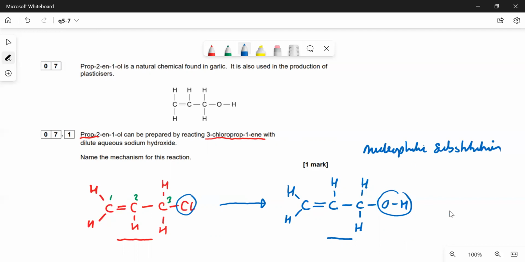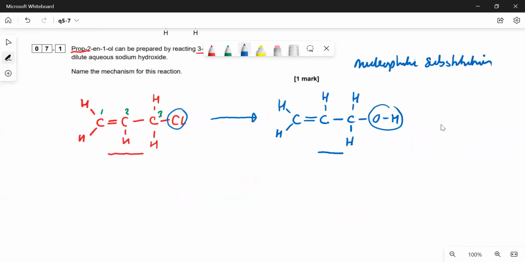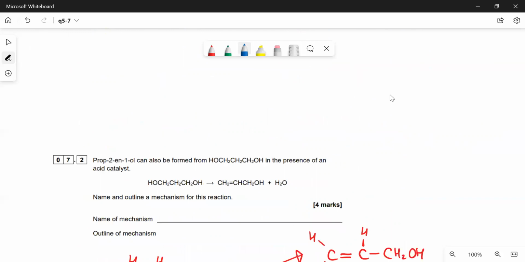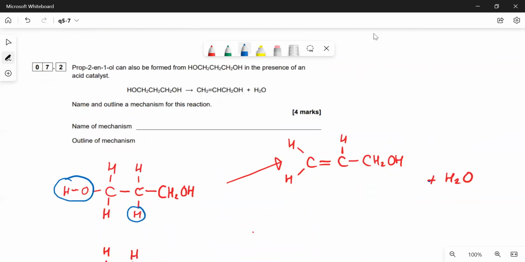Nucleophilic substitution is the answer. Right. Now, we have now got to... Prop-2-ene-1-ol can be formed from, this is actually a diol, isn't it? This is propane-1,3-diol in the presence of an acid catalyst. Name and outline the mechanism for this reaction.